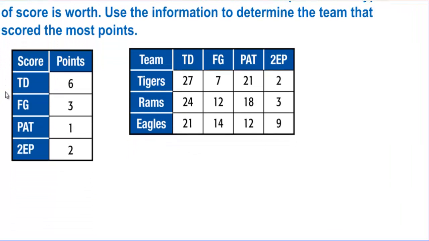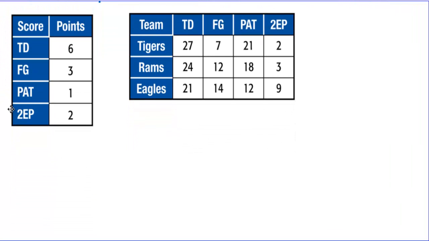Here are the two tables, and we're going to act like they're matrices. This first table is a 4 by 1. This table is 3 rows by 4 columns. Now if we multiply the first table times the second one, it's not going to work. The inside dimensions are not the same. But if we take the 3 by 4 and multiply that times the 4 by 1, then the inside dimensions are the same, and the result will be a 3 by 1.